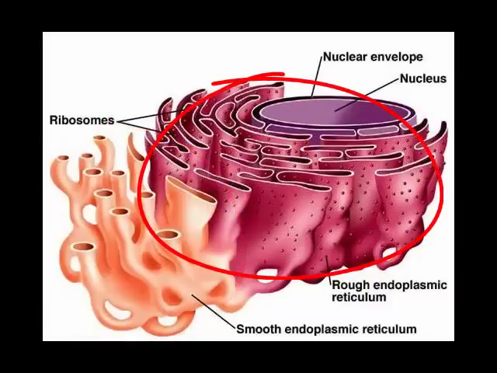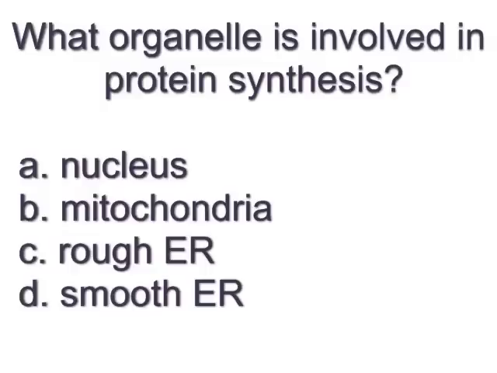So this picture is just showing you a ribosome, and this is showing you the smooth ER and the rough ER. So if I were to ask you what organelle is involved in protein synthesis, and your choices were nucleus, mitochondria, rough ER, or smooth ER, what would you answer? Rough ER. Why? Because it has ribosomes attached to it.